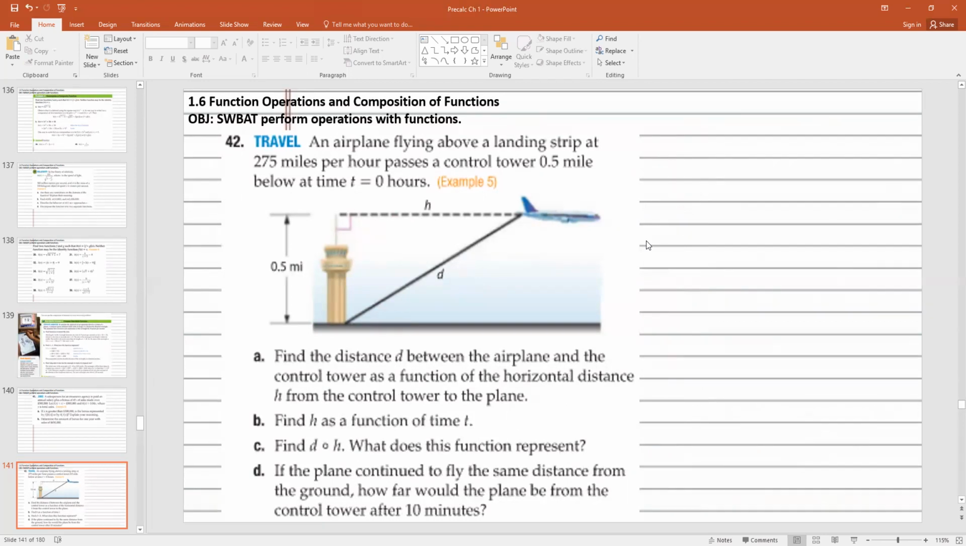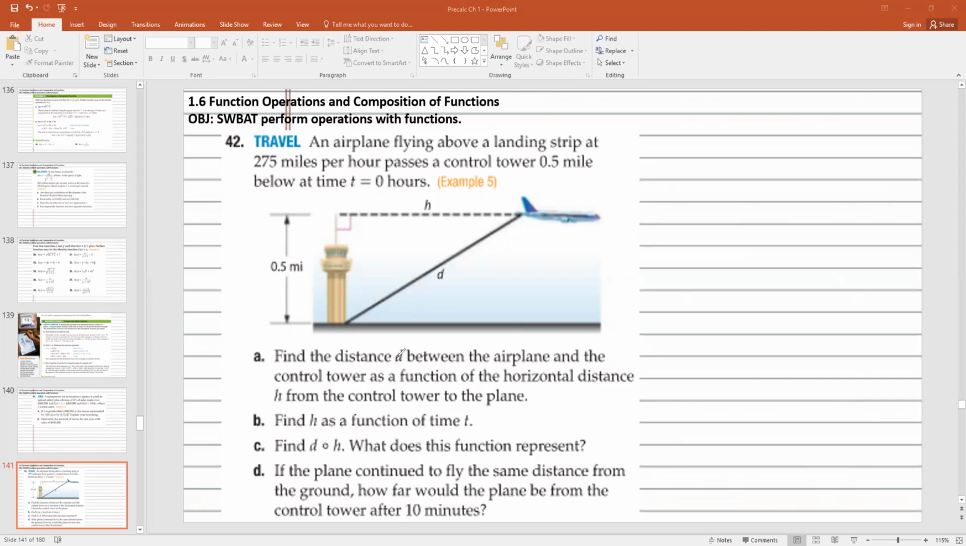So here we have a picture, and it looks like we have a right triangle. Hey, that's right. All right. So we have our right triangle there. Whenever you have a right triangle, you want to think of the Pythagorean theorem. Okay, so here it says an airplane flying above a landing strip at 275 miles per hour passes a control tower 0.5 miles below at time t equals 0 hours.